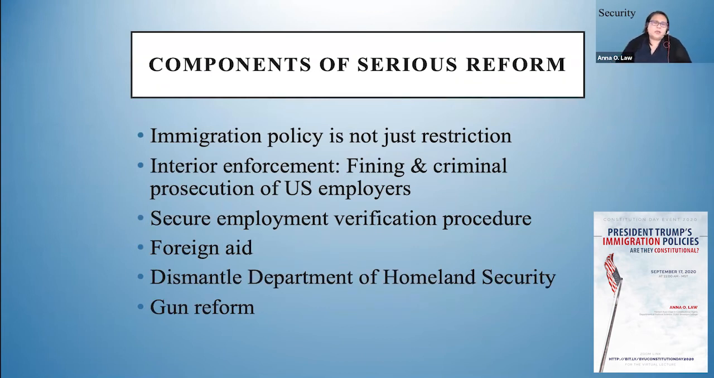So look, I've been very tough on Trump, and I'm not so thrilled with Obama either. And so what would the components of serious reform look like? On the one hand, there is broad agreement among Democrats and Republicans that the US immigration system is broken. And I agree with them. It is broken and it needs to be fixed. And what we disagree about is how to fix it.